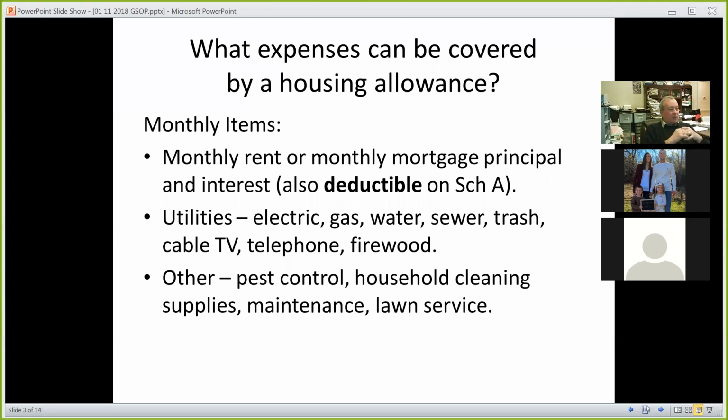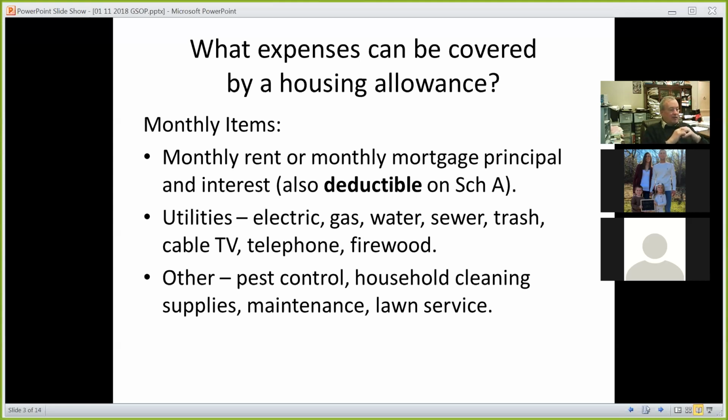All right, let's talk about what can be covered by housing allowance. As a general rule, you're aware of all the normal things. If you're renting a place, your rent. If you're owning a place, your monthly mortgage, both principal and interest. And if you're paying escrows for real estate and insurance, or property taxes and insurance, then those amounts would also be allowed as a housing allowance amount.